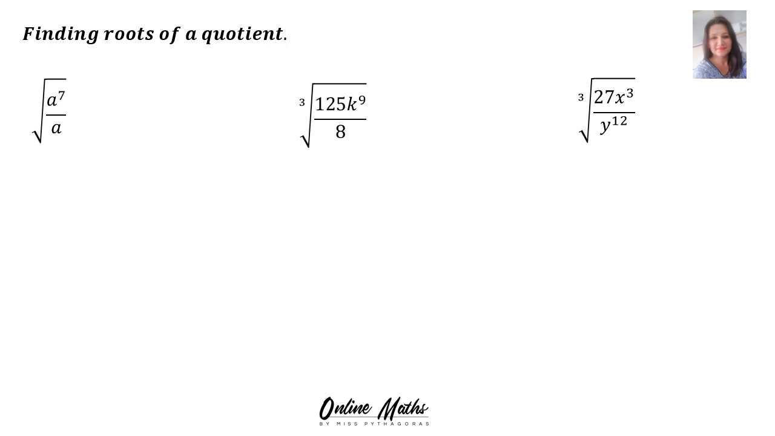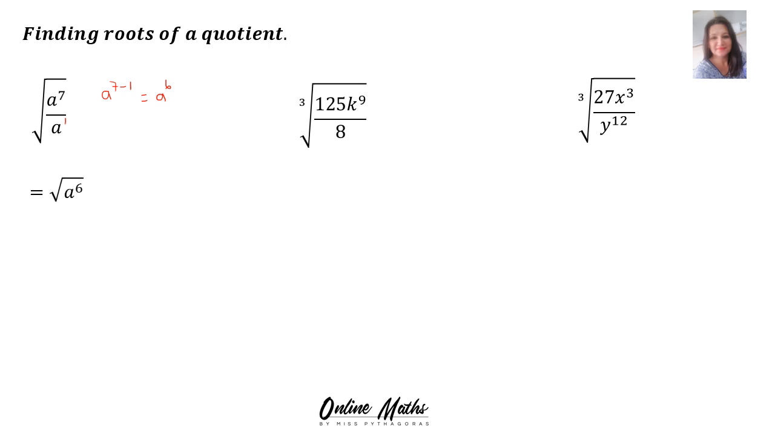Finding roots of a quotient. What does quotient mean? It means it's a division sum. So on the first one, a to the 7 divide by a. When you think of your rules of exponents, when you divide, you subtract exponents. Therefore, on the a there's an invisible 1. And now you can say it's a to the 7 minus 1, which is a to the 6. So that thing you will first simplify, and it simplifies to a to the 6.